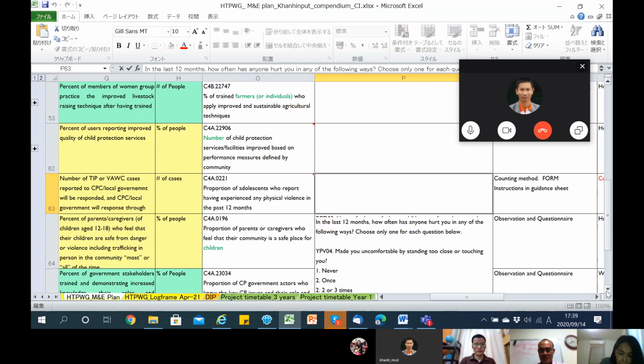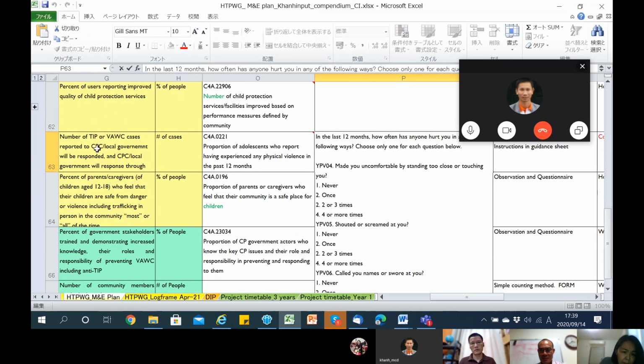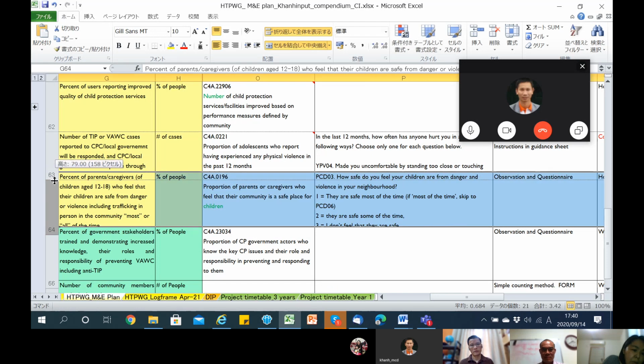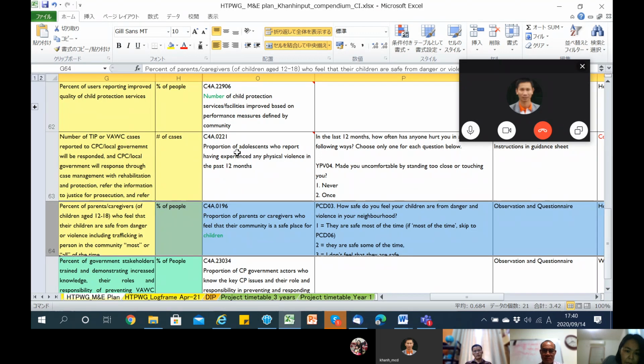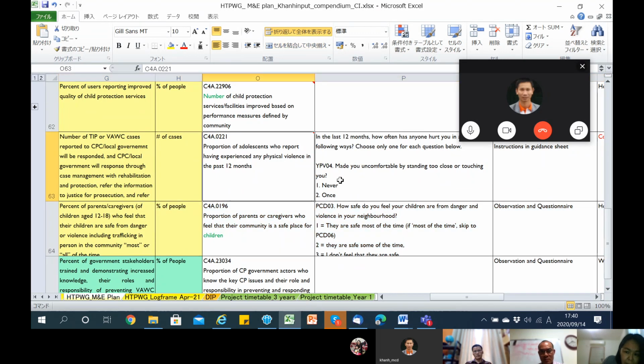Okay. So instead of asking CPC, this compendium indicator is asking adolescents directly, like if they have experienced this kind of experience before. But I think for our indicator, we would like to ask CPC how many cases they receive and how many cases they responded to in response to the report. So I think we need to revise this.